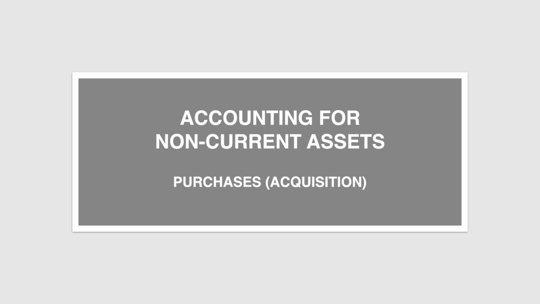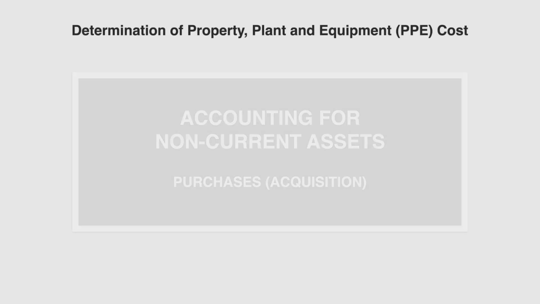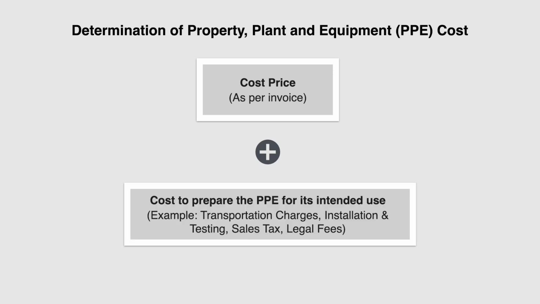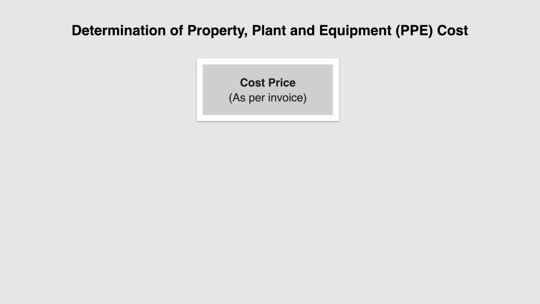For today, we want to discuss how we record the transactions related to the purchase or acquisition of non-current assets. Before we go to the calculation example, we want to know the basic idea of how we determine the property, plant and equipment. If we want to record the value for PPE, we first, of course, include the cost price stated in the invoice, including the cost to prepare the PPE for its intended use.